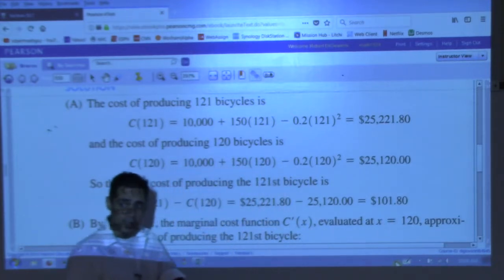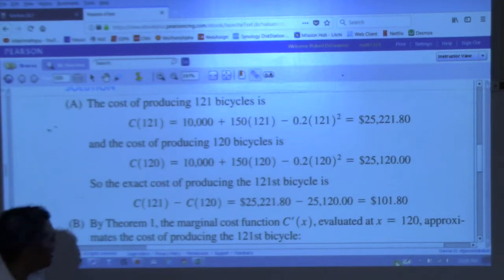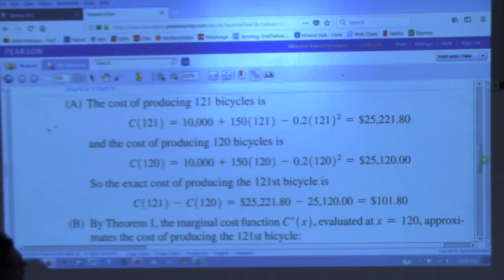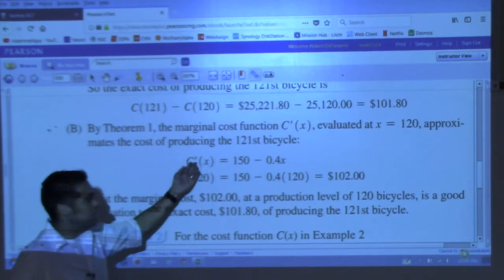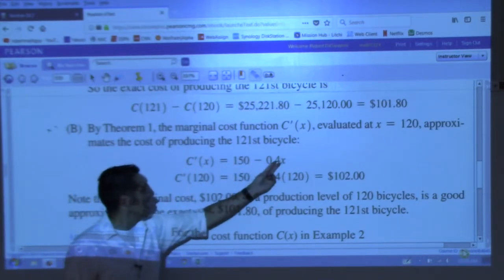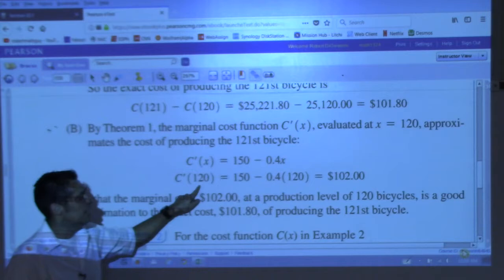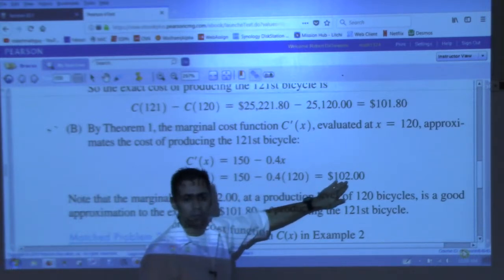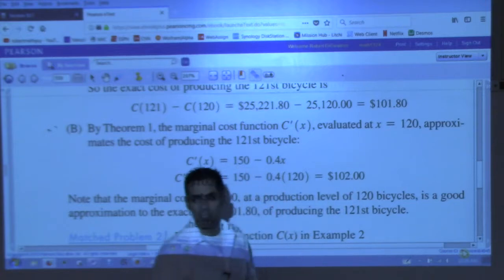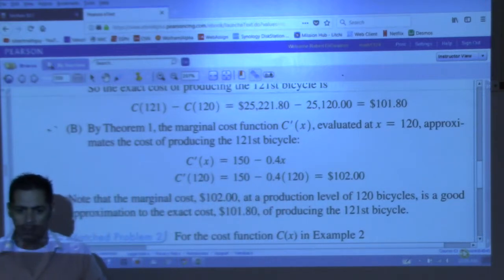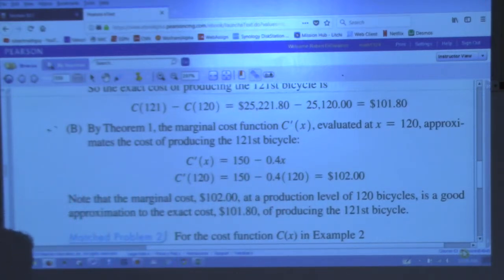On part B, you're going to, again, take that step back and figure out the derivative. So I'm assuming you can take the derivative of that function and then plug 120 into it and you get 102. And so you can see the difference between the exact and the approximation is pretty close. Understand? All right, why don't you do this one on your own?